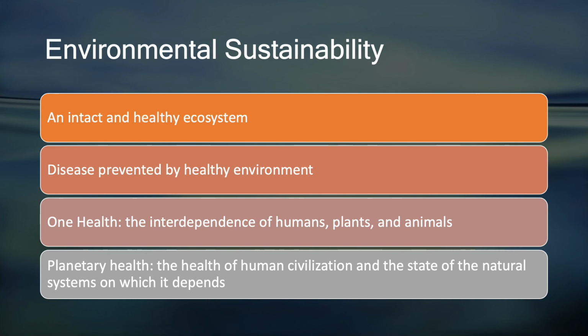Two aspects of environmental sustainability are One Health and planetary health. One Health is the interdependence of humans, plants, and animals, and planetary health is the health of humans and the state of the natural system on which it depends. It is a field focused on characterizing the human health impacts of human-caused disruptions to Earth's natural systems. So an example of planetary health includes climate change.